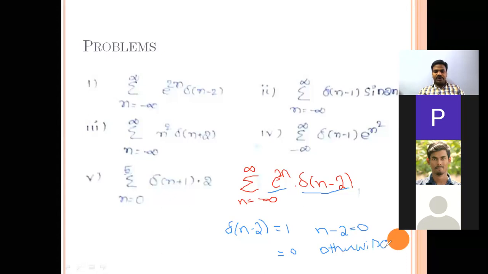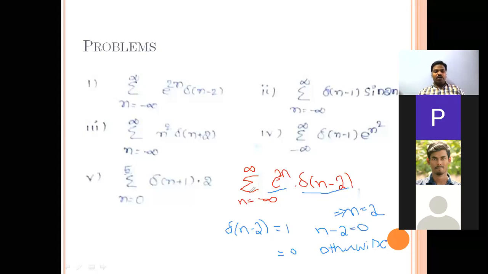Now please try to understand the concept. Here we are multiplying an exponential signal with the impulse signal, so you need to remember the original definition of the impulse signal. As per the definition, delta of n minus 2 is equal to 1 for n minus 2 equal to 0, and equal to 0 otherwise. Now we can consider this as n equal to 2. That means the signal only has a value at n equal to 2, and for the remaining values of n, that signal is not defined.